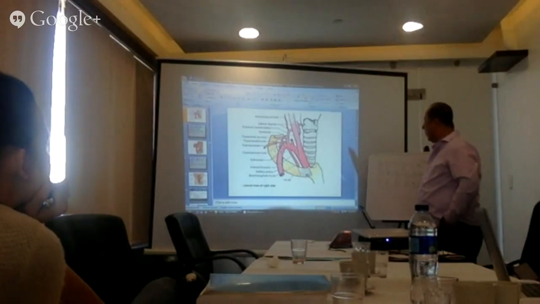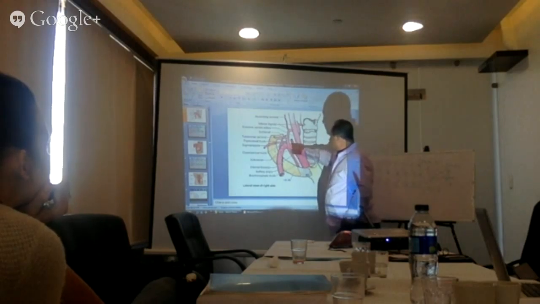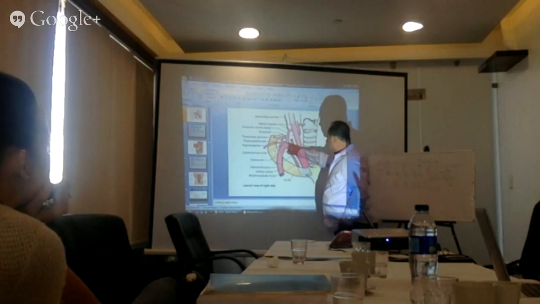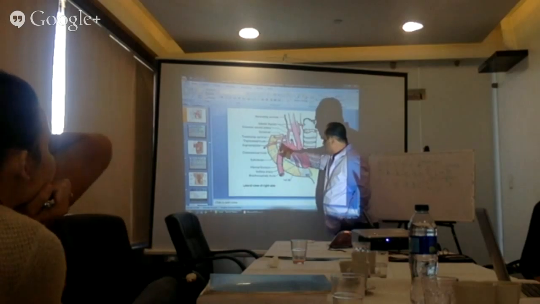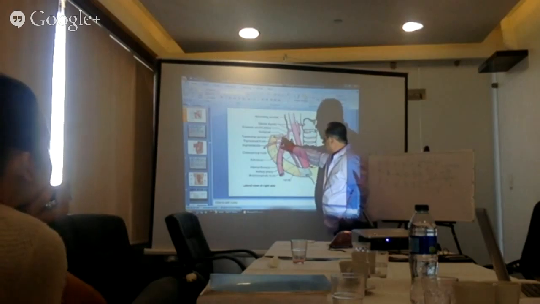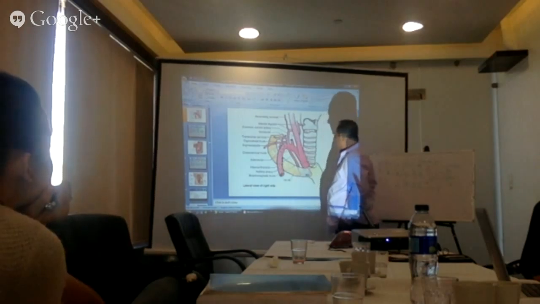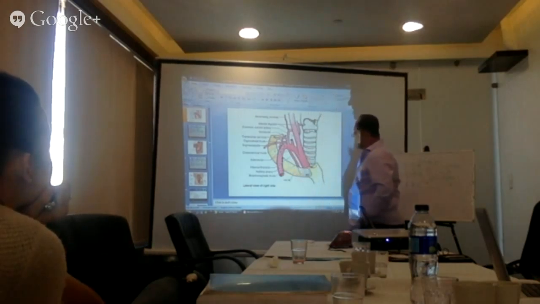Here we can see all the branches. We are going to have the vertebral artery. Yes, we are going to have the thyrocervical trunk, which is here. We are going to have another one, which is the costocervical, costo from the first rib here, which goes to the cervical part. We are going to have another one, which is the transverse cervical, and we said at the level of the first rib it is going to be converted to the axillary artery.